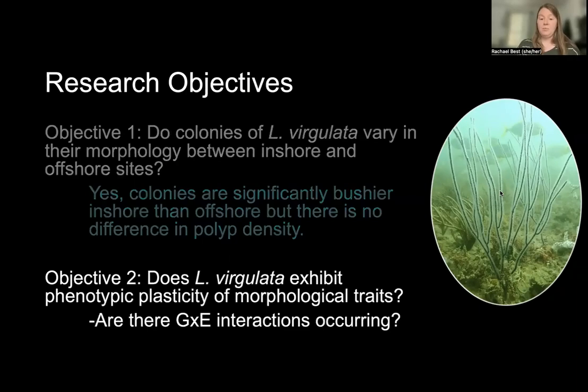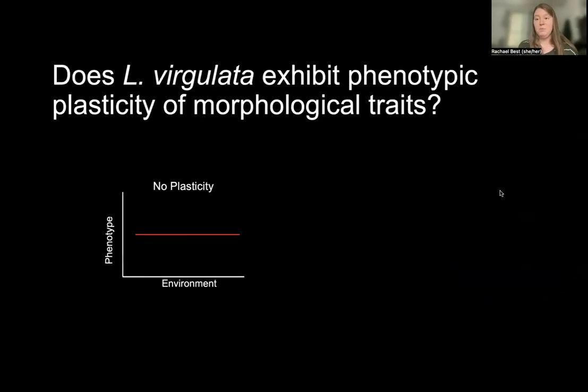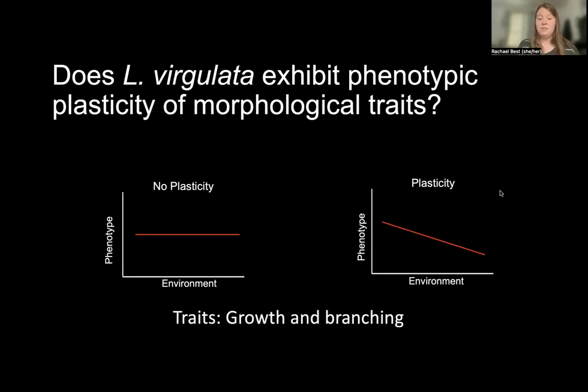So then I wanted to look at whether or not this species is exhibiting phenotypic plasticity of these morphological traits. As a reminder, if plasticity is not occurring, we expect that an individual is expressing the same phenotype regardless of the environment that it's in. However, if plasticity is occurring, we expect that an individual is altering its phenotype as the environment is changing. And so for this study, I wanted to look at the traits growth and branching.